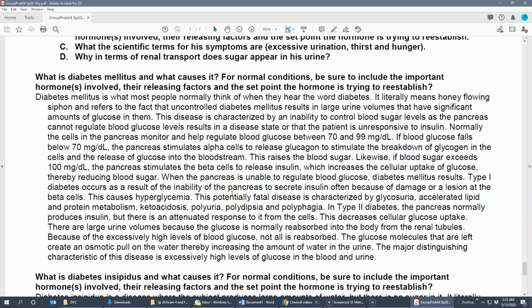So this is kind of a summary of what we've done all semester. Diabetes mellitus, some people call it mellitus, is what people usually think about when they hear the word diabetes. It literally means honey flowing siphon. And basically it refers to the fact that people have uncontrolled urine volumes that have a significant amount of glucose in them.